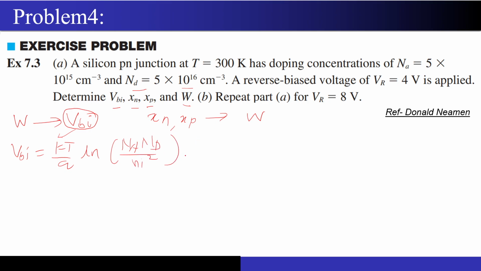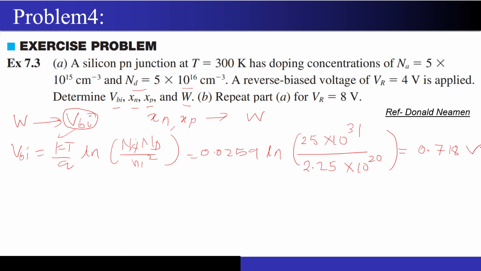Now if I try to substitute it, let me check whether everything has been given or not. Silicon is there, so ni I know, Na Nd has been given to me, and kT by q value I know, because the temperature has been given as 300 Kelvin. So 0.0259 into ln of, Na Nd I am directly multiplying, 25 into 10 to the power 31, upon ni square, which is 2.25 into 10 to the power 20, correct? Now if you calculate this value, this VBI will come out to be around 0.718 volts, correct?